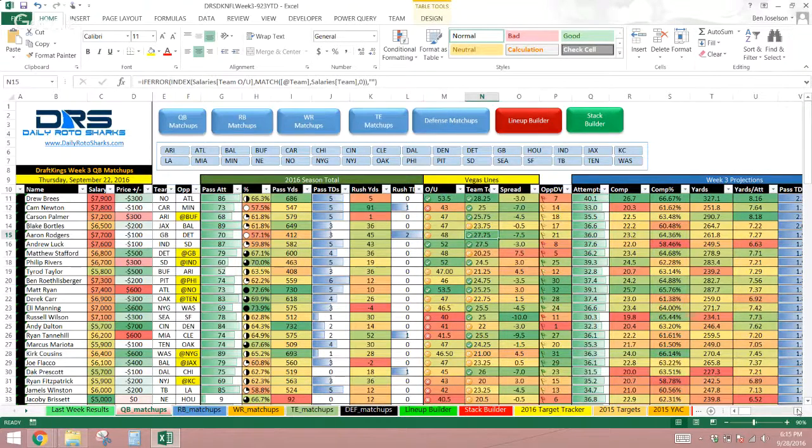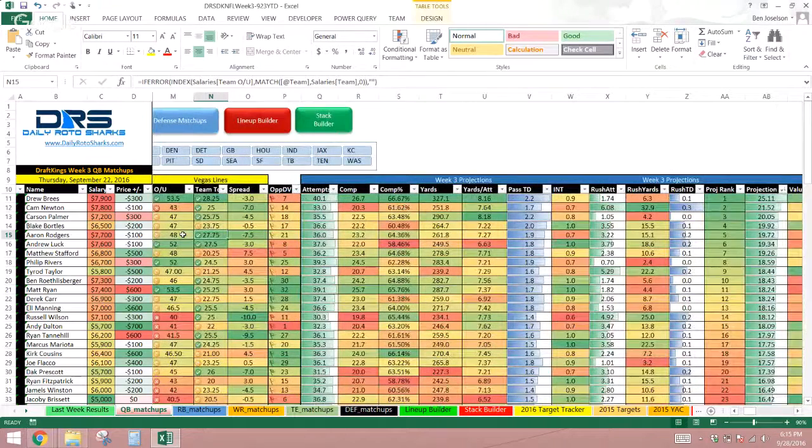Then what we have here is the Vegas lines for the matchup this week. So this is the over-under. You want to pick players who have games in the higher over-unders. So you want to look for the check marks and the green boxes. Those are usually good.